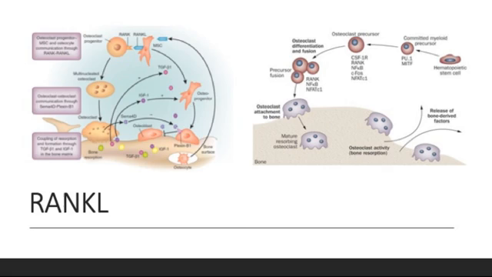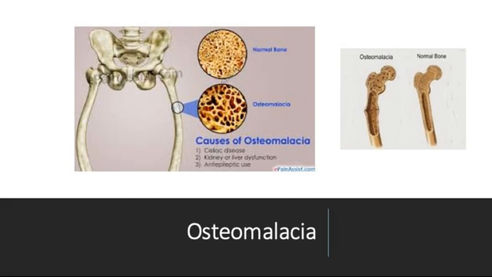Now, RANKL, as we know, is a very important substance that helps regulate the osteoclast activity. Now, as we know, bone is kept in check by the interplay between osteoblasts, or bone-laying cells, and osteoclasts, or bone resorption cells. RANKL is one of those substances that increases bone loss. When RANKL binds to its receptor RANK on osteoclast precursor cells, it triggers their proliferation and increases bone resorption.